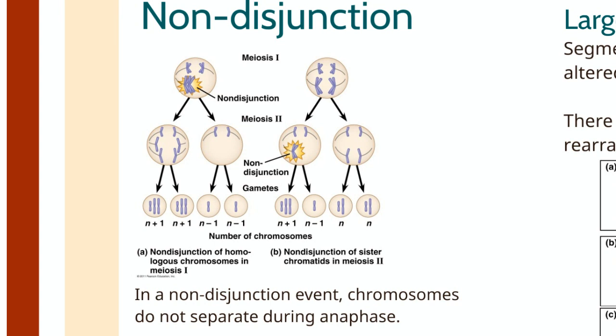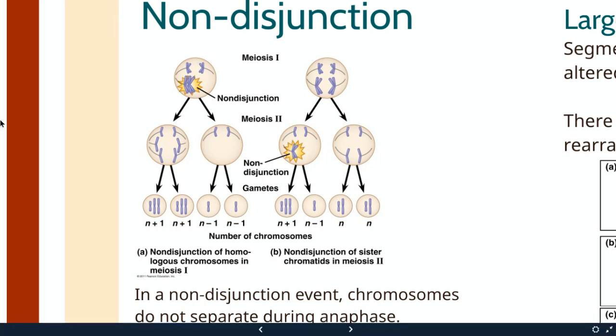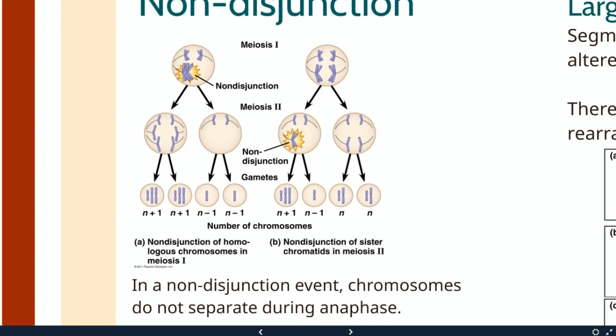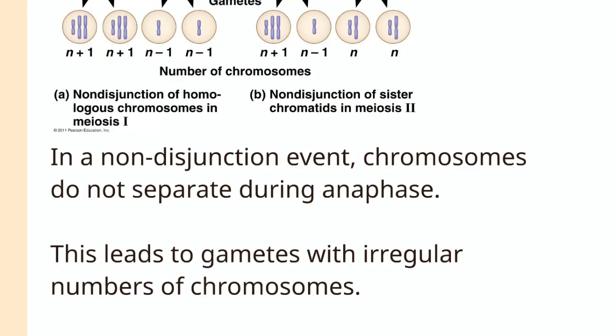One way that the genetic material can be changed from a parent to a daughter cell is through non-disjunction. In non-disjunction, chromosomes do not separate during anaphase. This leads to gametes with irregular numbers of chromosomes.